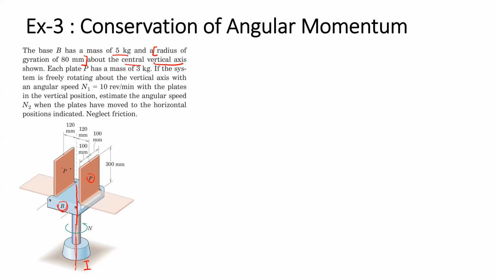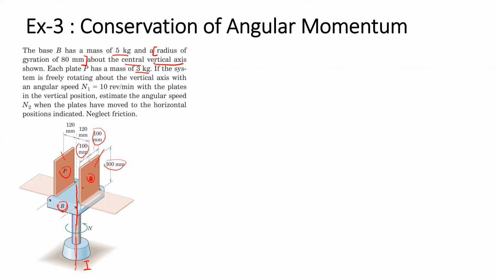The plate P, we have two plates P, each with a mass of 3 kilograms. And the whole system begins from this posture. The plate P lies in the vertical direction, and the plate P has the dimensions shown here. It has a length of 300 millimeter, with the CG at the center of the plate, and this depth information.